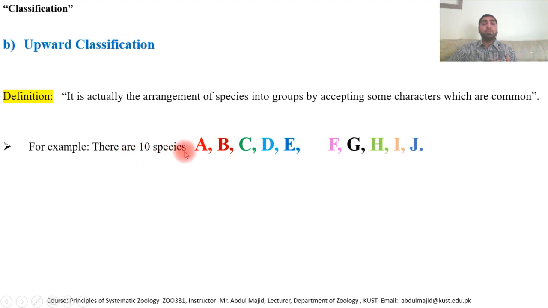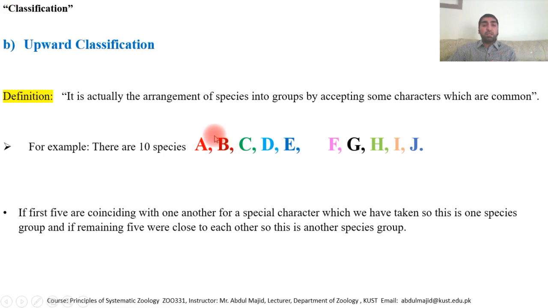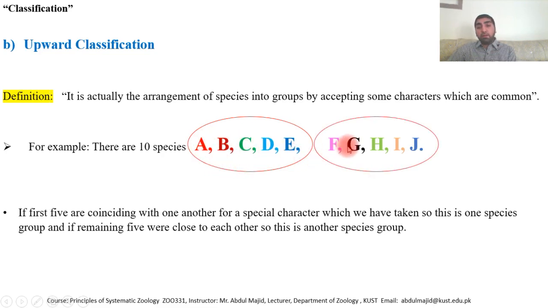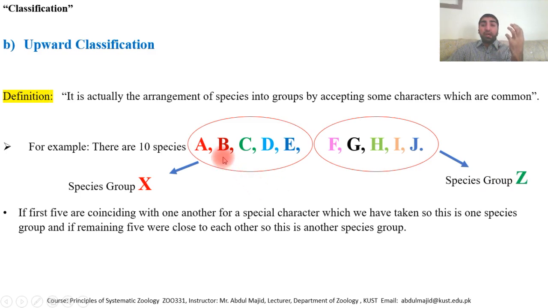Let's suppose, for example, you have 10 species: A, B, C, D, E, F, G, H, I, J. The different colors show that they are different from each other. Let's suppose the first five have certain characteristics which coincide with each other, so we put them into one group. And if F, G, H, I, and J have certain characteristics in common, we put them in another group. So we put the first in species group X and the second in species group Z. We accepted certain similar characteristics, and on the basis of those similarities, we placed them into groups.